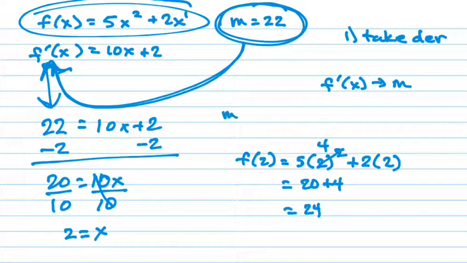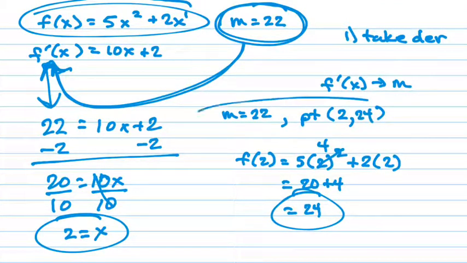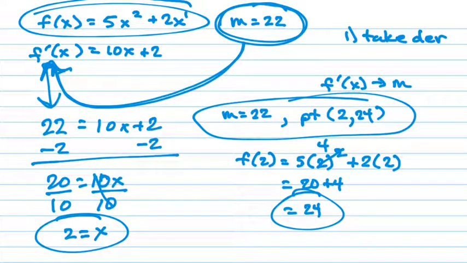So our slope was 22, and our point has x value 2 and y value 24. It's just a matter of what it is you're replacing. Anytime you're given an m, that means you need the derivative. So f of x is y, and f prime of x is m. Exactly, you're exactly right.